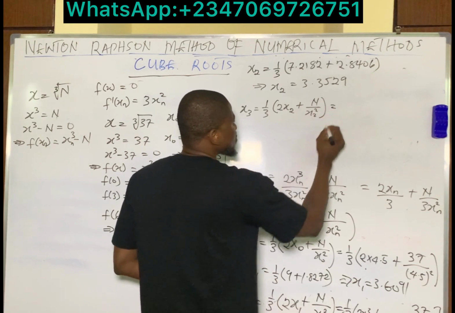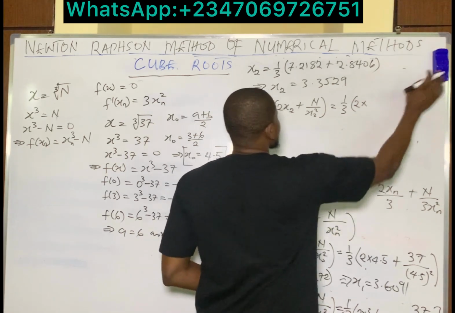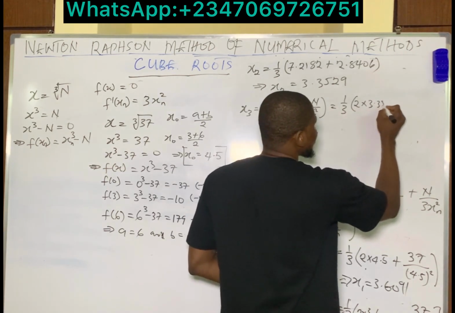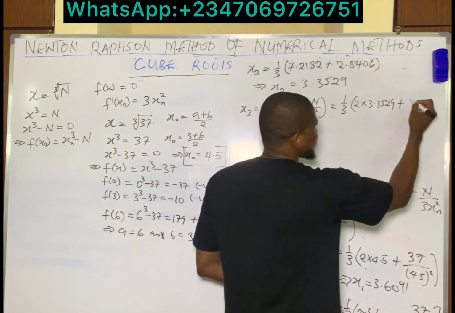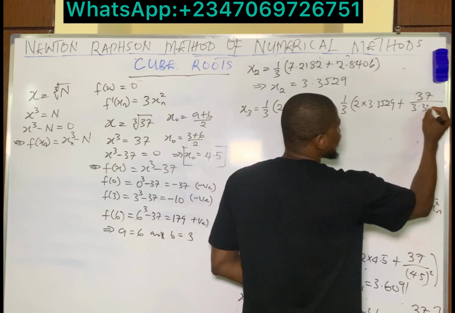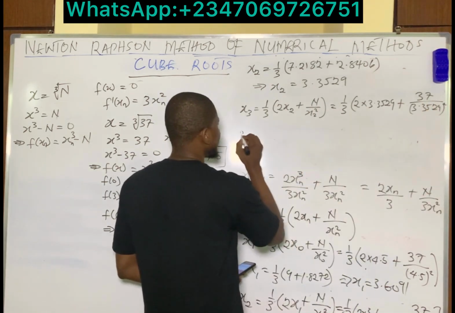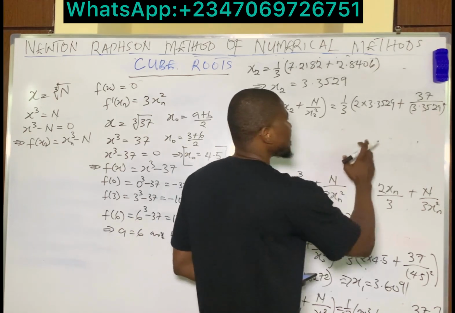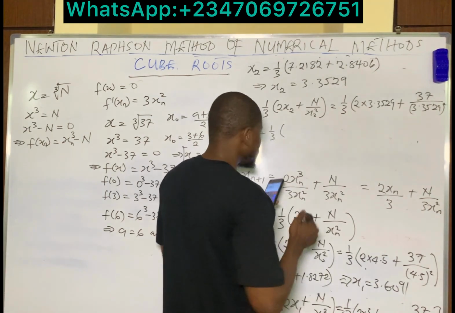So this is going to be equal to 1 all over 3 into 2 times our x2, which is 3.3529, plus n, which remains the value for which we are looking for the cube root, which is 37, all over, once again, 3.3529 all squared. Okay, so let's evaluate the bracket. X3 is equal to 1 all over 3 into, let's find 2 multiplies 3.3529.